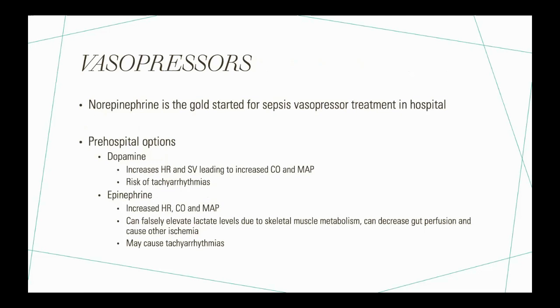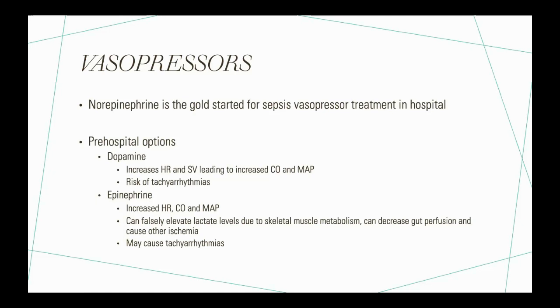Dopamine increases heart rate, stroke volume, cardiac output, mean arterial pressure. Great, but there's a risk of tachyarrhythmias with that. Epi, increased heart rate, cardiac output, mean arterial pressure. Great. Can also cause these tachyarrhythmias. And a unique thing is it can falsely elevate lactate levels because we're metabolizing with the skeletal muscles. So lactate levels are going to be monitored in the hospital.